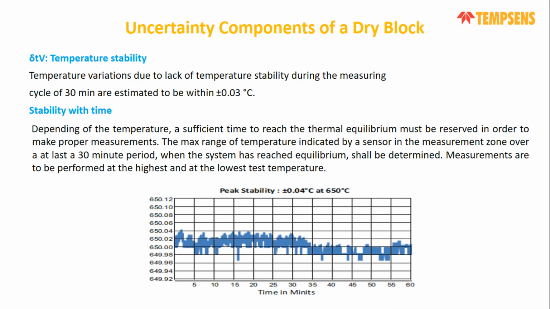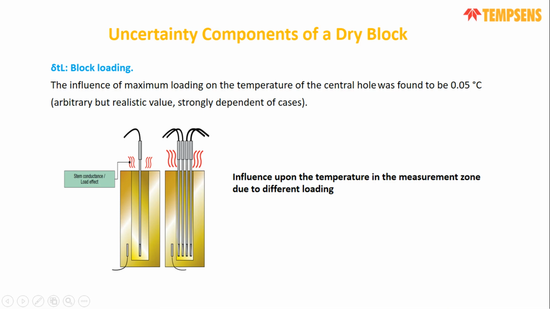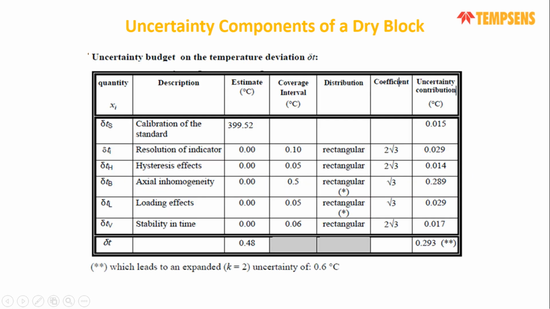That means over a 30 minute period of time, you take the maximum minus the minimum. Let's say in this graph, if you check for a 30 minute period of time, the maximum value of the temperature and the minimum value of temperature, divided by 2, you will get the peak stability. So let's say the temperature calibrator has a stability of plus minus 0.03 degrees centigrade. And block loading, that is maximum loading with the external sensor, let's say you are getting plus minus 0.05 degrees centigrade for the stem losses. So now in the uncertainty budget, if we put in all the values, the master external sensor, the resolution of the indicator, hysteresis, axial, loading effect, stability, and based on the distribution we calculate, we will get approximately 0.293. Now, for the confidence of 95% or k equal to 2, the expanded uncertainty will be approximately 0.6 degrees centigrade.